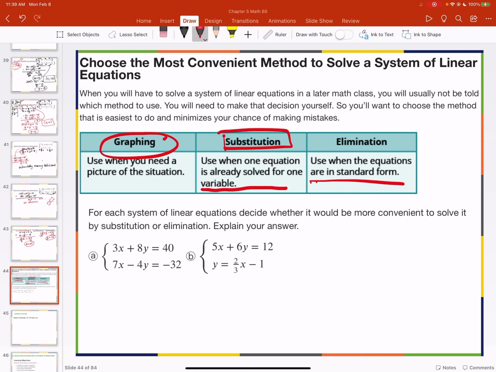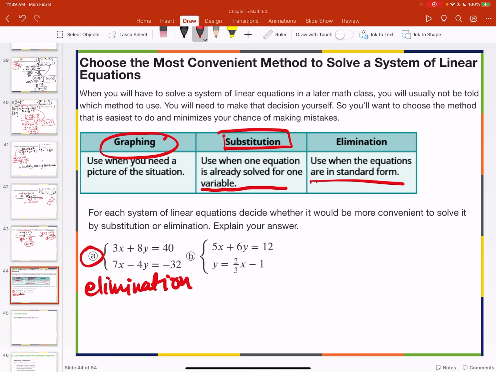So this one, let's not solve these, but just think which one would be easier to use, which method: graphing, substitution, or elimination. So for A, they're already both in standard form, so that would be elimination. And theoretically, you could use elimination all the time. That's fine. I'm not going to get mad at you. Nobody's going to go, hey, why did you use elimination instead of substitution? Like, we don't have that much time. But this is just to help you.